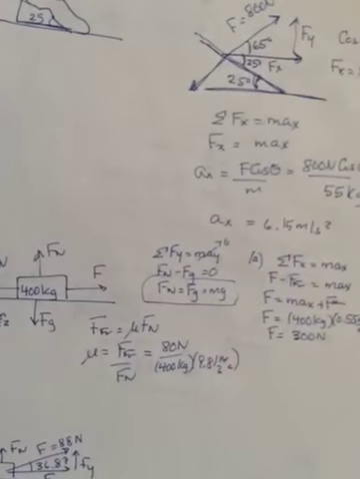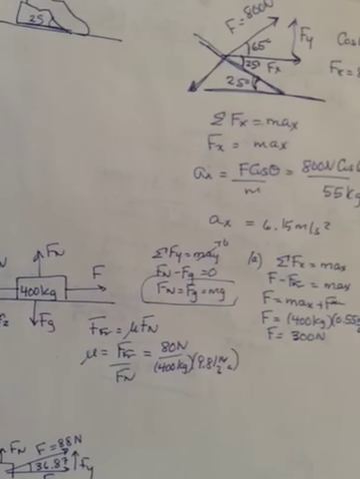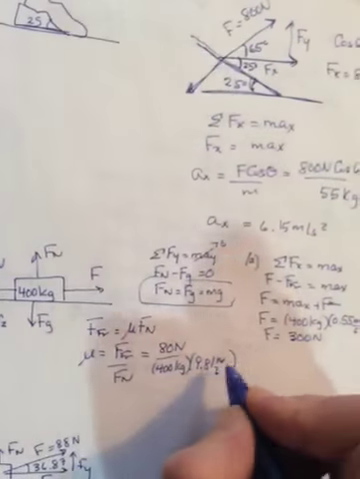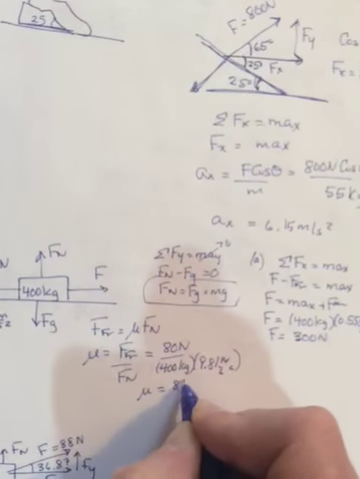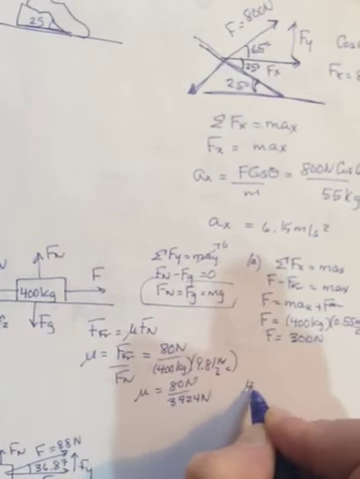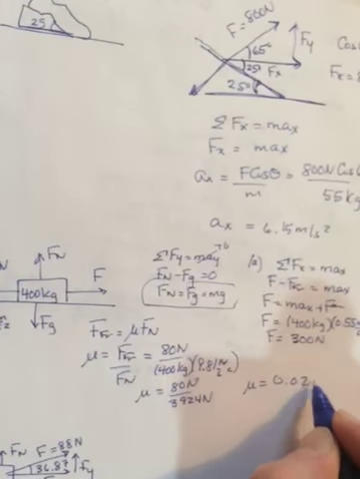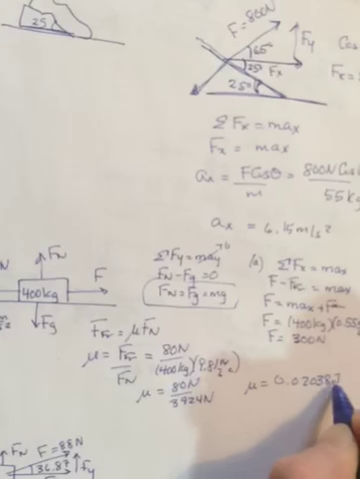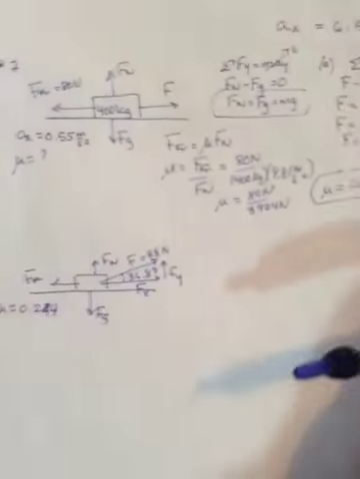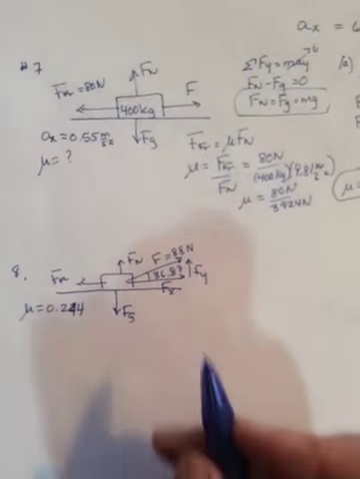So 80 divided by 400 times 9.81. So this is going to be 3924 newtons. And so you end up getting a mu of 0.020387. Okay, number 7.